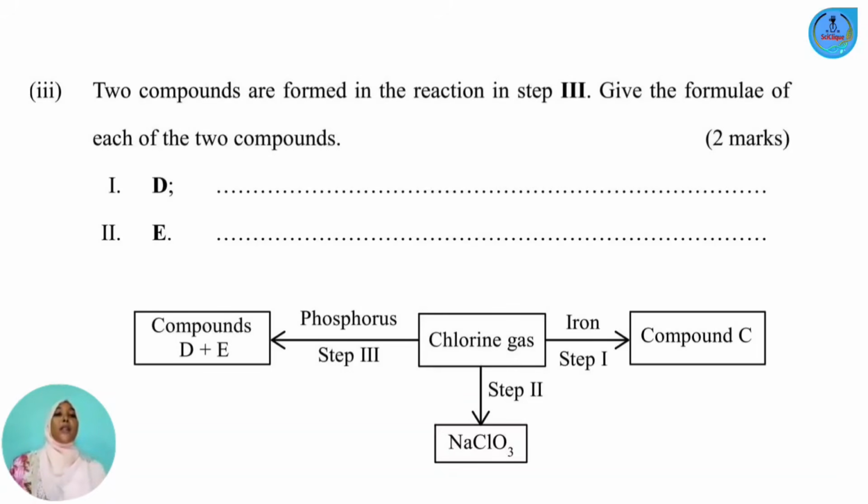Roman number 3, 2 compounds are formed in the reaction in step 3. Give the formulae of each of the 2 compounds. So as stated before, D and E are the 2 chlorides. Now because they haven't specified, if you write D as phosphorus 3 chloride or phosphorus 5 chloride, it's okay. For E, if you write any of those 2, it's also correct. As long as you don't repeat yourself, then yes, it's okay. And remember, the question is asking you for the formulae, okay? It's not asking for the names, but the formula.